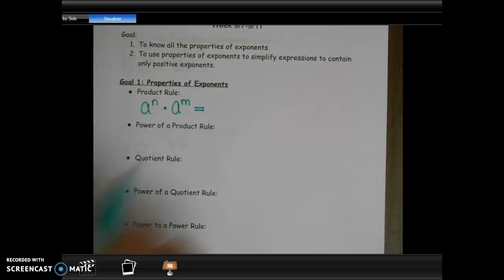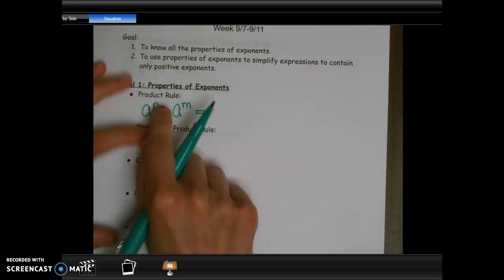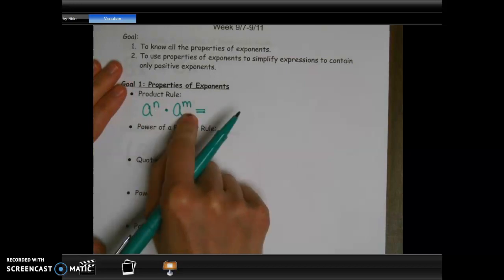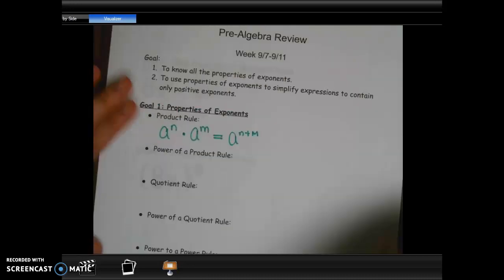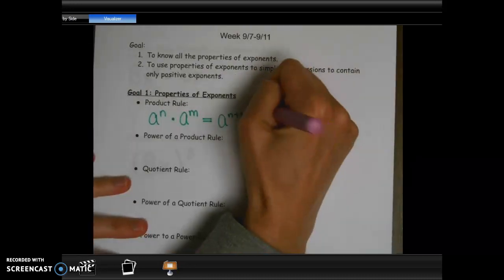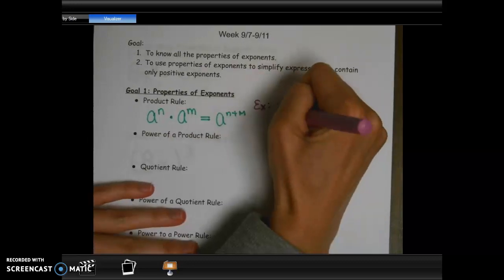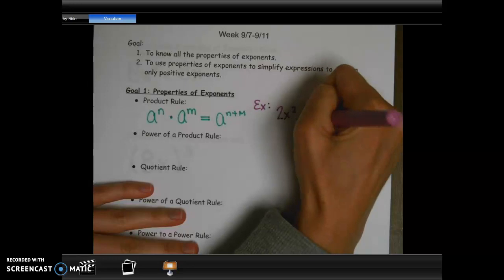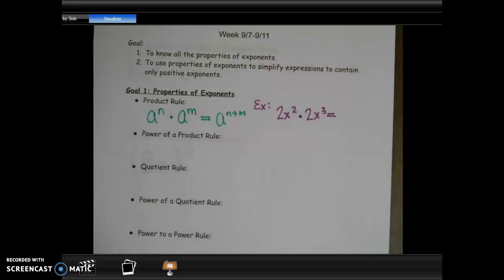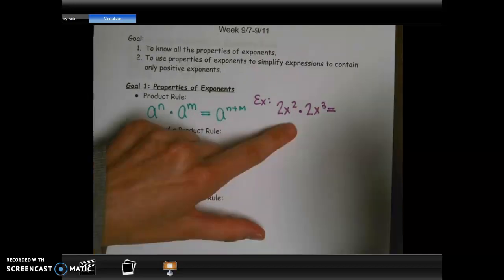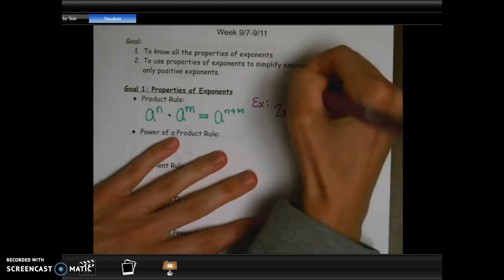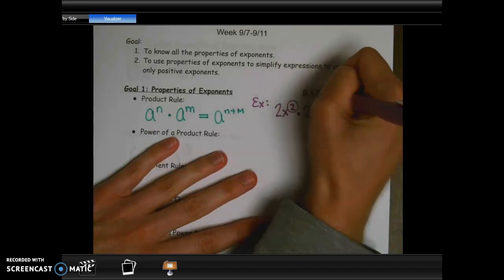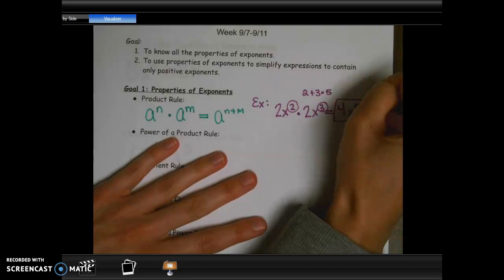In here, the things that are the same are that capital A. So our product rule states that when you multiply, you're going to add your exponents. Okay? For example, say we had... all right, so first of all, if you notice these 2's in the front, we are going to multiply. So 2 times 2 is 4, then we have our x, and then we're going to add our exponents. So we go 2 plus 3 is 5, so that's our new exponent. That is how we do the product rule.